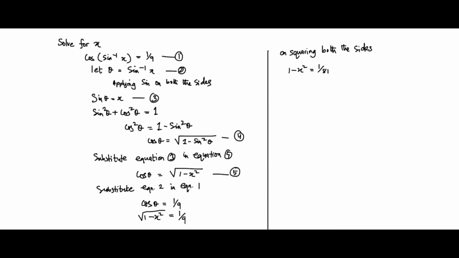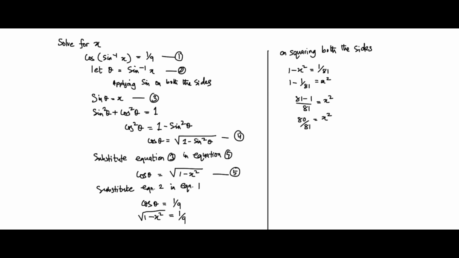So what I want is I want the value of x. So I will make x square the subject. And if I take x square other side, it will become easy for me, it becomes positive. So now I'll bring 1 over 81 this side. 1 minus 1 over 81 is equal to x square. Now taking LCM, 81 minus 1 divided by 81 which is equal to x square. And now you get 80 divided by 81 which is equal to x square.